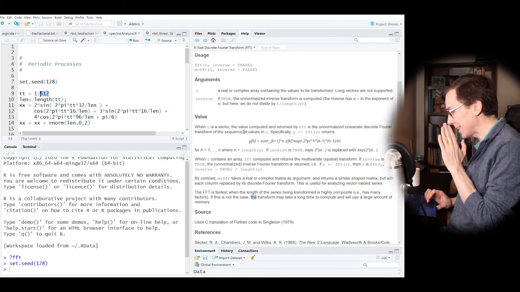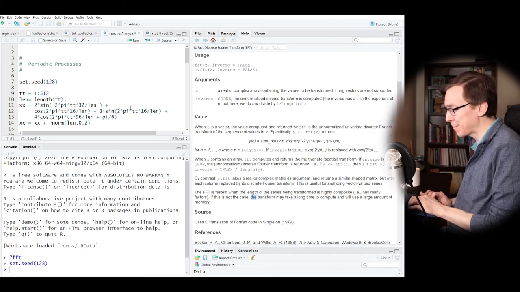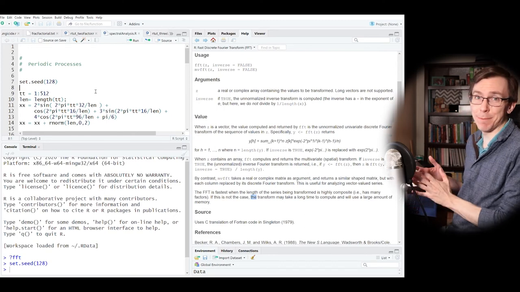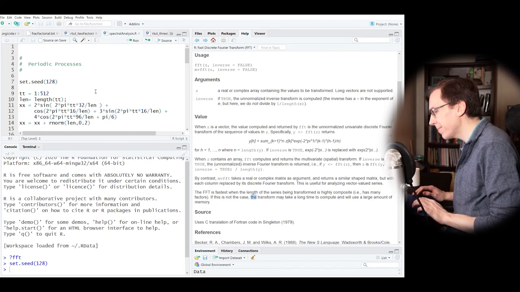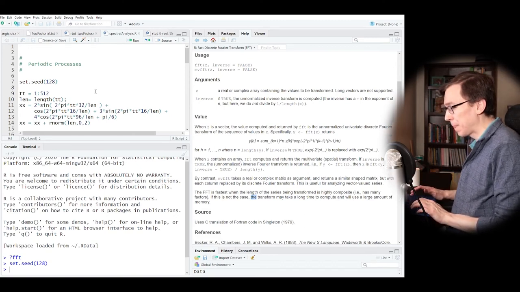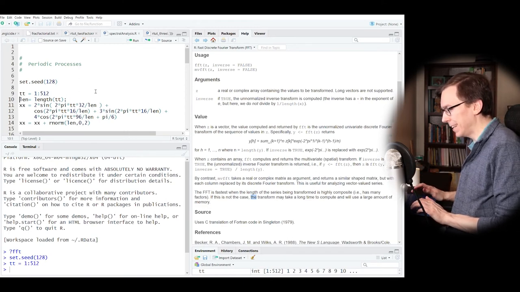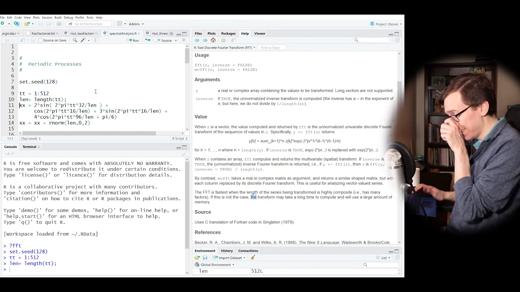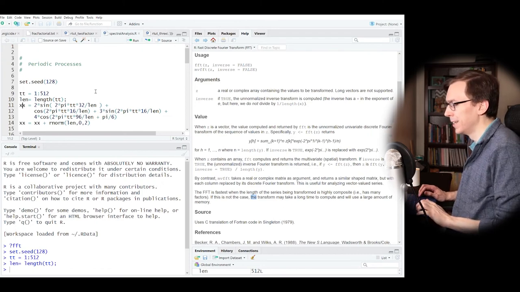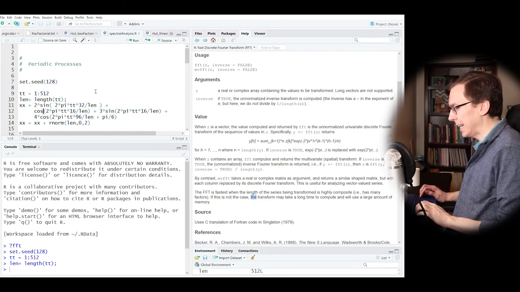Now, I don't know exactly which FFT algorithm is coded in this package, but all I know is it seems to work pretty well. Anyway, what we're going to do is we have our time, and the length is just going to be the length, and I'm going to create a signal. So I'm going to create it by combining a sine, a cosine, another sine, and another cosine. And notice that I have different frequencies in here.